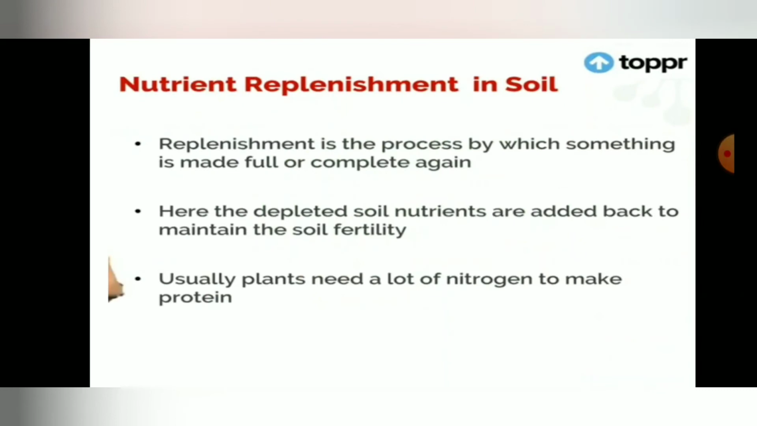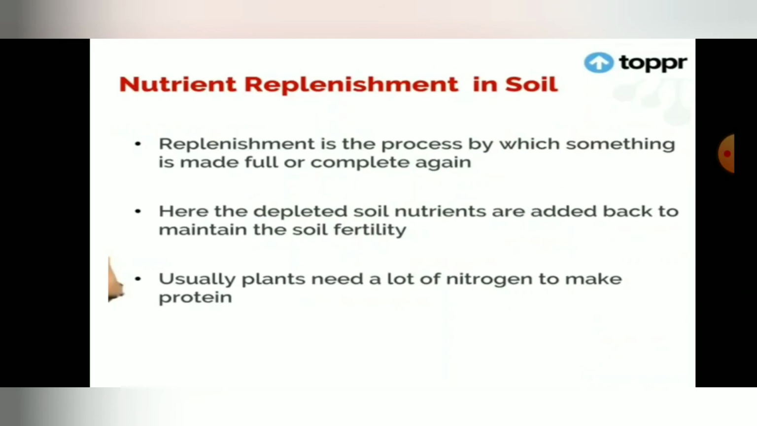So next, how does the replenishment of nutrients take place in the soil? That is very important, right? After the utilization of the nutrients, what happens? Let us discuss now. Replenishment is the process by which something is made full or complete again. So in order to fulfill the decrease of the nutrients in the soil, we have to do a certain process to rebuild the nutrients in the soil. So we have to re-enrich the soil.